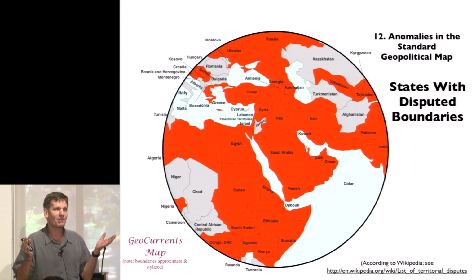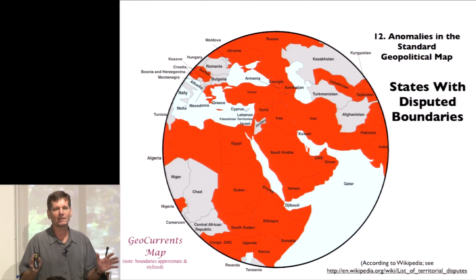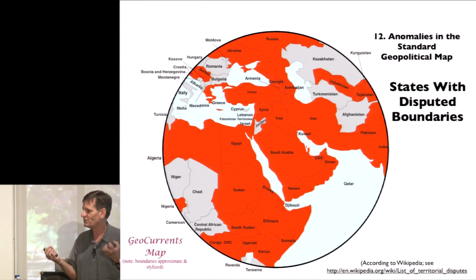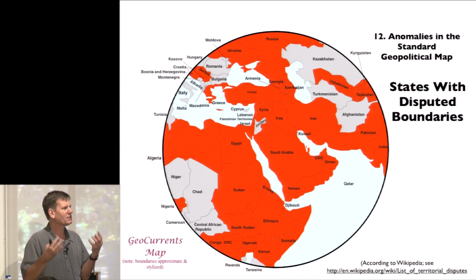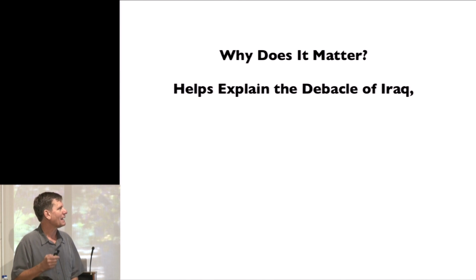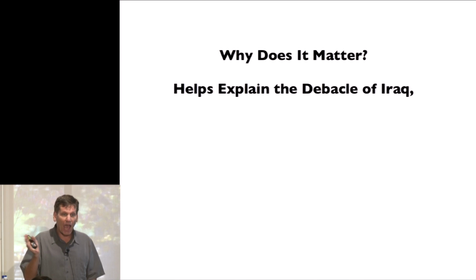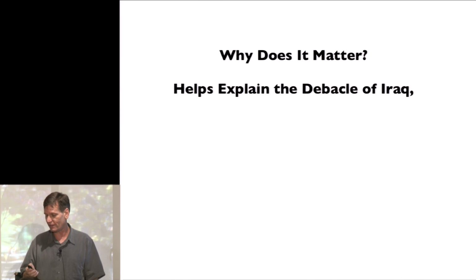So to summarize, the world geopolitical map is vastly more complicated than that simple map makes it seem. But diplomats generally operate on the basis of that map. They operate sort of as the world as they think it ought to be, in a sense, not how maybe it is. How does it matter? Well, I would argue it helps explain, it doesn't fully explain, but it helps explain the debacle of Iraq.